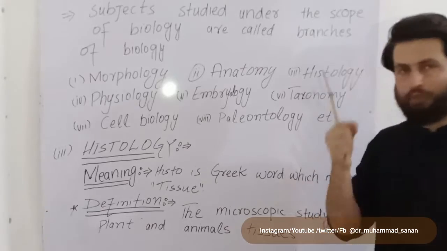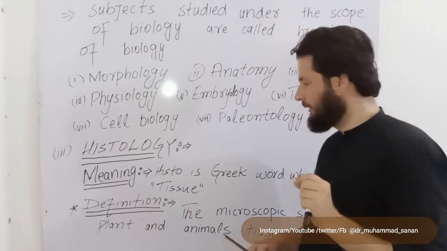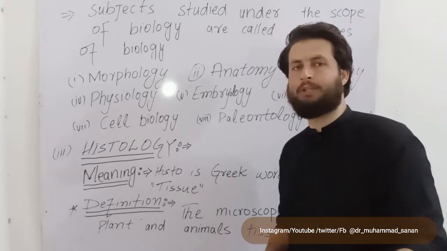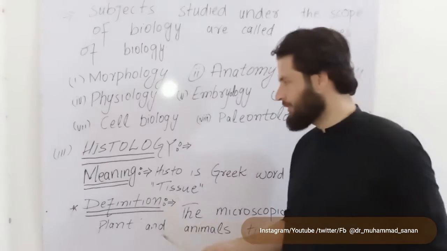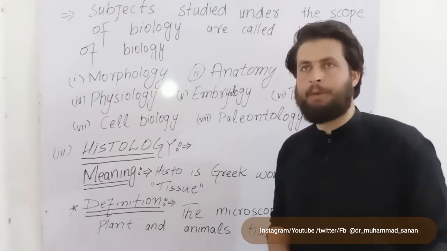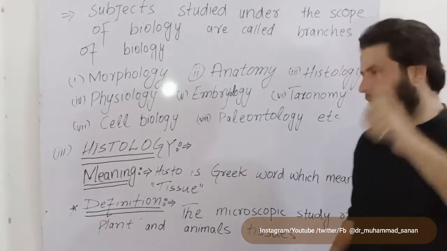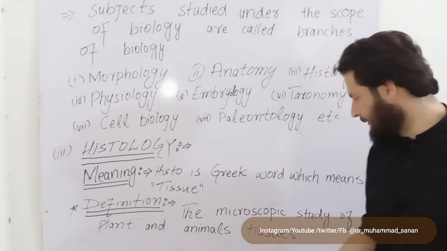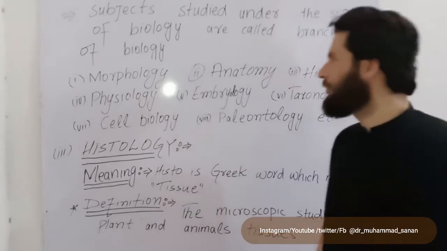Keep in mind a very important point. In histology we study the normal tissues, and in pathology we study the abnormal tissues. This is the great difference. Sometimes you may be confused about this, so keep in mind that in histology we study normal plant and animal tissues, not abnormal tissue. So this is about histology.